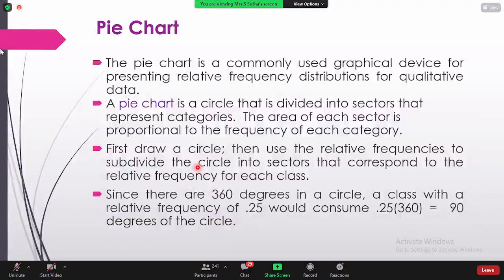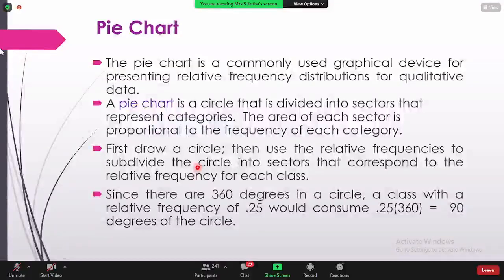Now, again, we are coming with another chart, the pie chart. This is also a commonly used graphical device for presenting the relative frequency distribution. The bar chart, for 3 cases, we can present almost frequency distribution, relative frequency distribution, percent frequency distributions. But the pie chart, mostly we present for the relative frequency distributions for qualitative data.